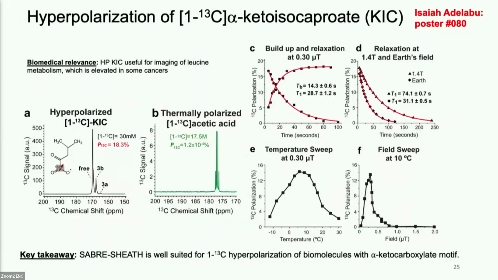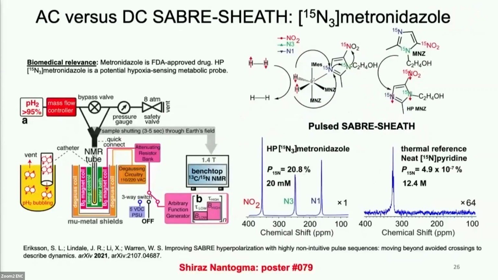The last molecule to show is keto isocaproate. Again, structurally similar to pyruvate, and again, the takeaway message here is as long as you have this motif of alpha-keto carboxylates, you can have very good polarization because you can have very good binding, you can optimize the exchange, and you can push it to quite decent levels of polarization.